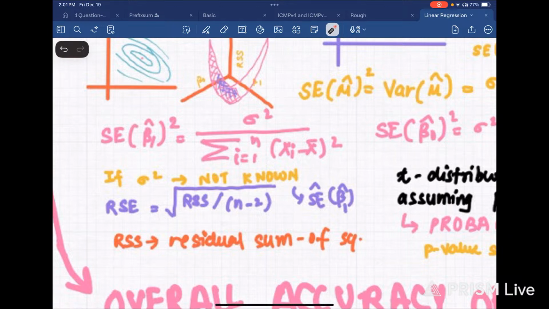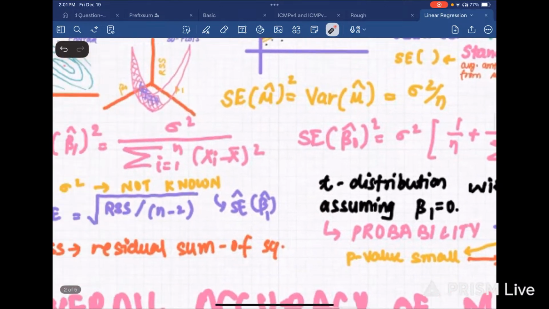So this gives us the residual sum of squares. This is the standard error of the beta 1 cap we are getting from this, and this is a good way if you don't know sigma square, but you know the RSS. So this is a very good way to calculate the residual sum.